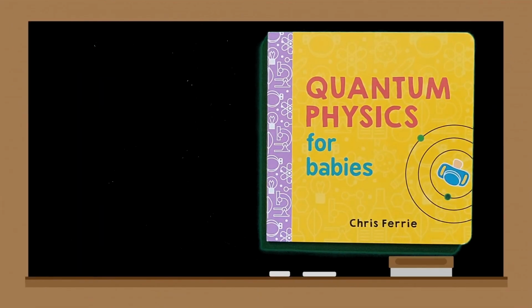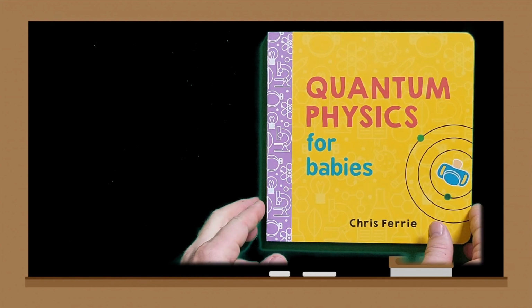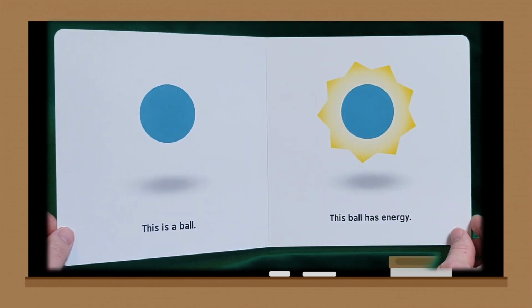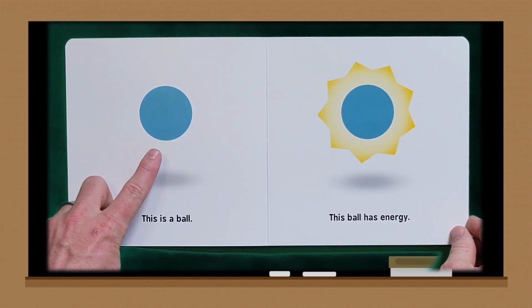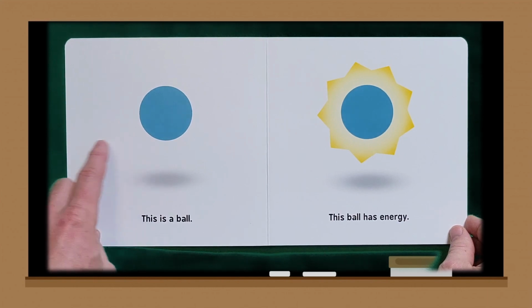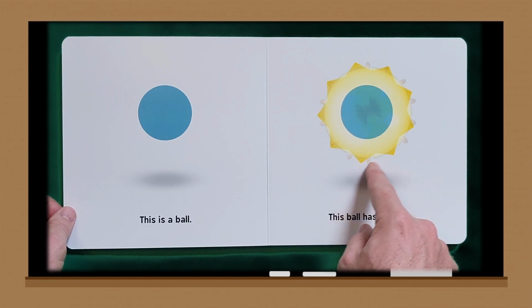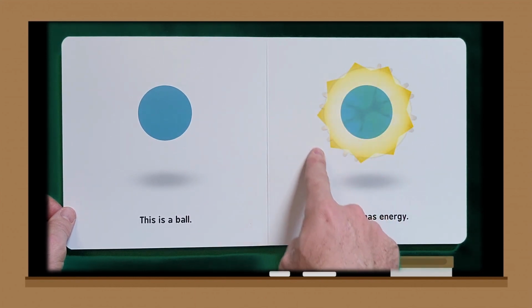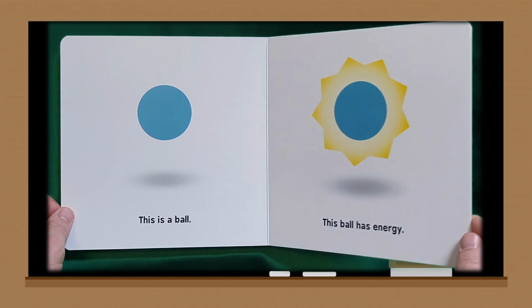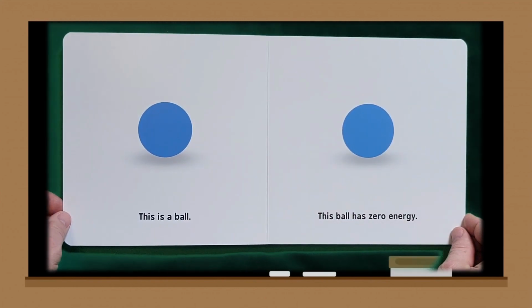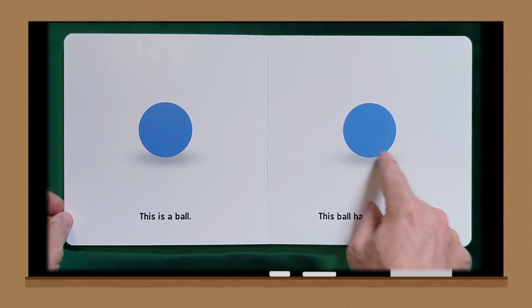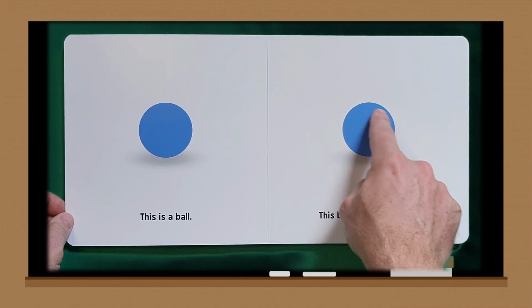It's time for the last book in this video, Quantum Physics for Babies. This is a ball. See the ball? This ball has energy. Look at all the energy around the ball. This is a ball. This ball has zero energy. See the ball? There's no energy.